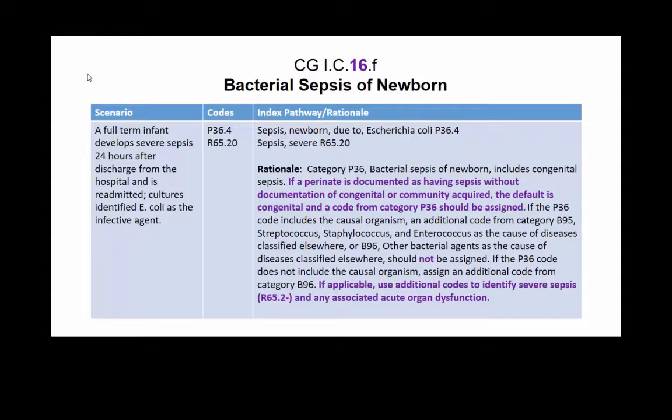Then I have additional information here. If it had not told us what bacterium or organism was causing the infection, we would want to code that in our B95 or B96 categories. And we would also use additional codes to identify any organ dysfunction if that were listed in our documentation, which it is not.